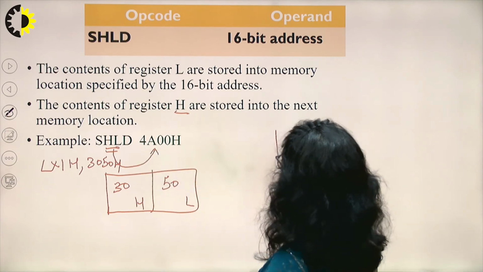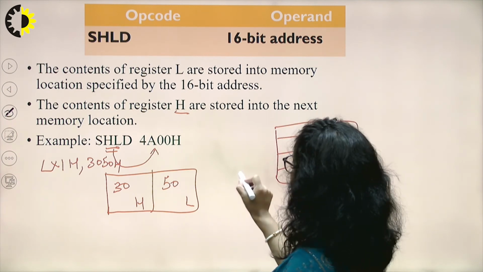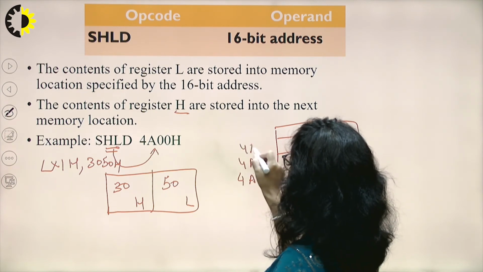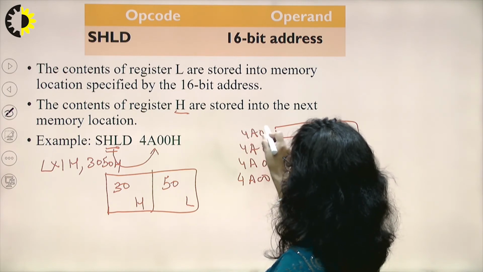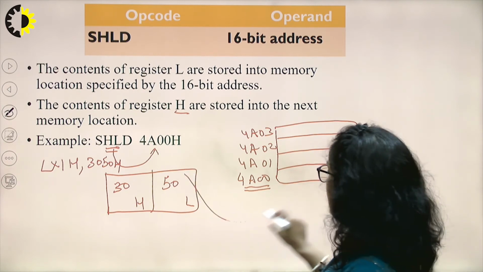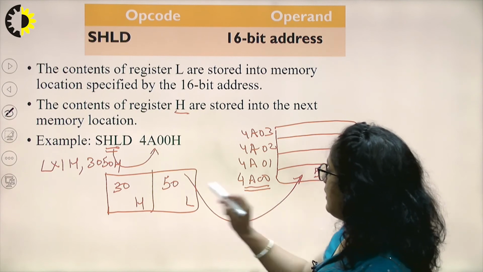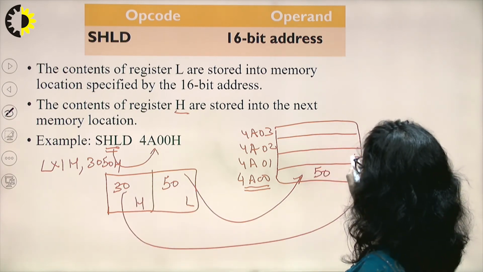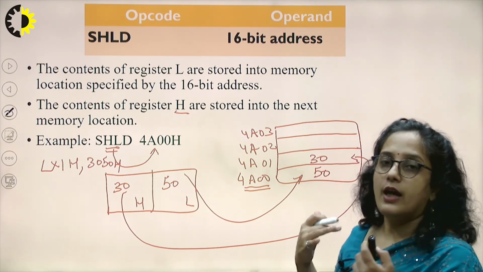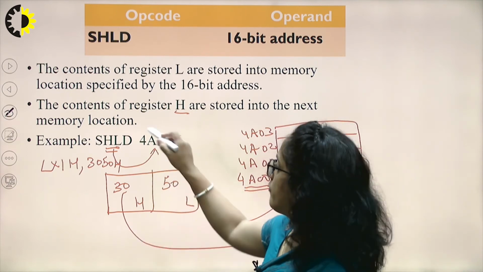Now in memory we have the addresses 4A00, 4A01, 4A02, 4A03. In location 4A00, the content of L gets copied, so here it is 50. Then this address gets incremented, and the content of H, that is 30, is copied at 4A01. So if after a 16-bit addition we have to store the result in a memory location, then we can prefer this instruction.